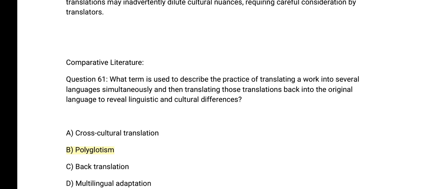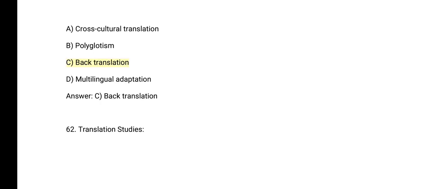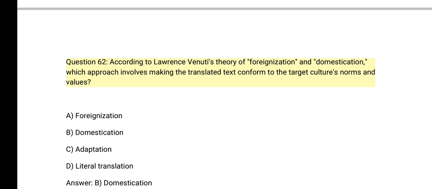62. Translation studies. Question 62. According to Lawrence Venuti's theory of foreignization and domestication, which approach involves making the translated text conform to the target culture's norms and values? A. Foreignization. B. Domestication. C. Adaptation. D. Literal translation. Answer. B. Domestication.